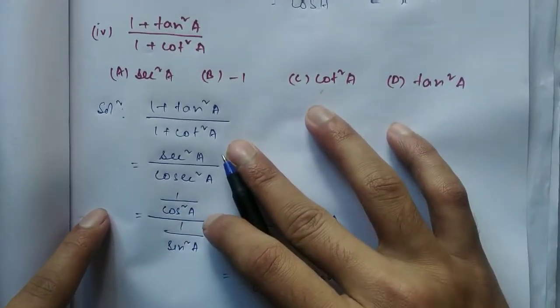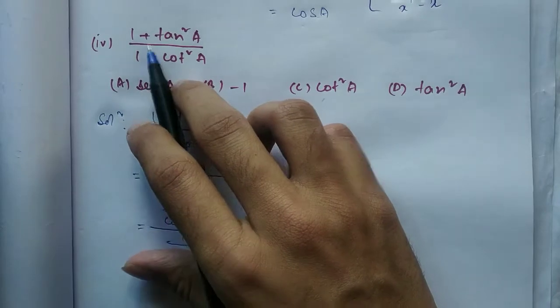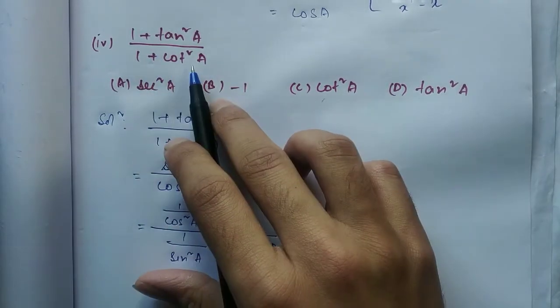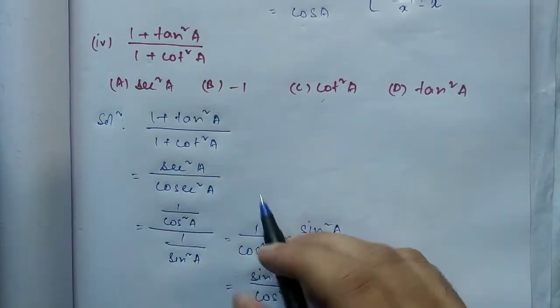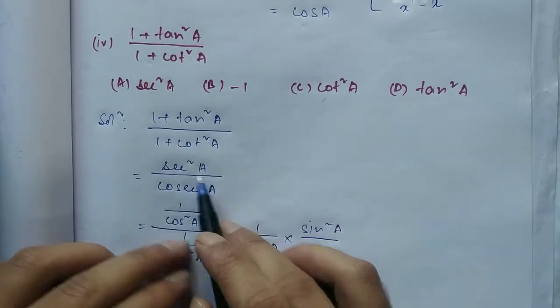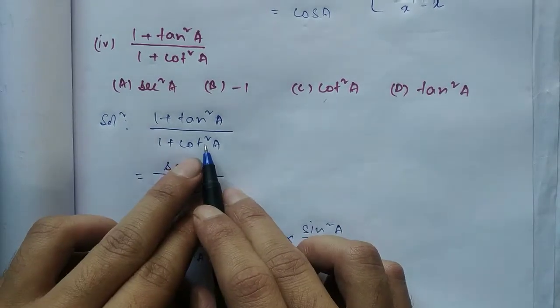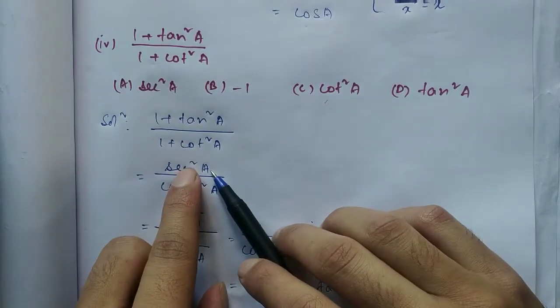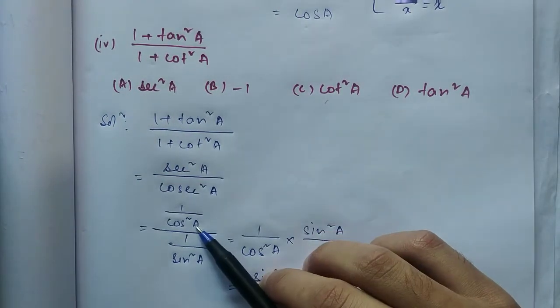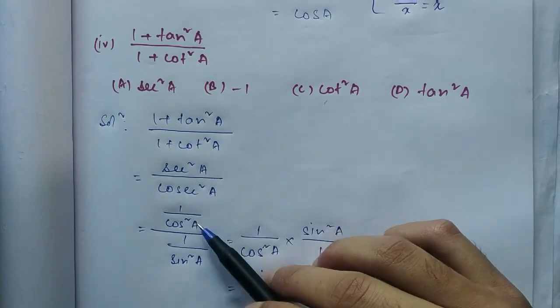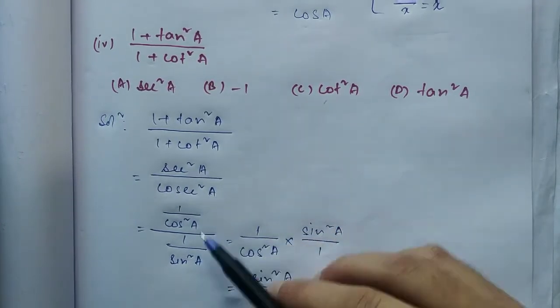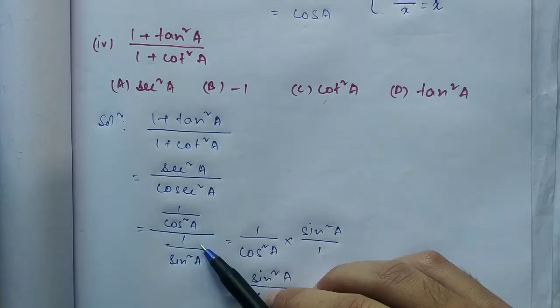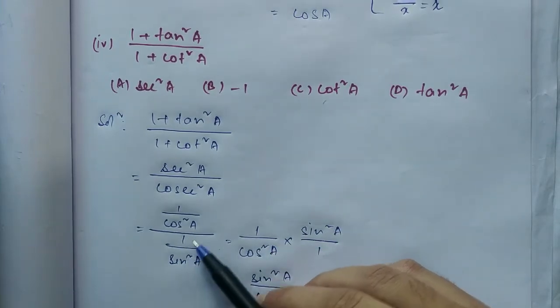Now the last part, question number 4, 1 plus tan square a divided by 1 plus cot square a. So what we know is that 1 plus tan square a is equal to sec square a, and 1 plus cot square a is equal to cosec square a from the trigonometric identities. And also we know that sec a is equal to 1 by cos of a, so sec square a comes out to be 1 by cos square a, and cosec a is equal to 1 by sin a, so cosec square a is 1 by sin square a.